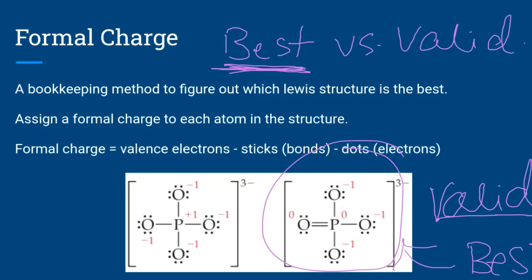Good job. It's period 3 and below. So period 3 and below can hold more than 8 for octet. Does sodium and Mg count? Let me just look at a periodic table real quick.